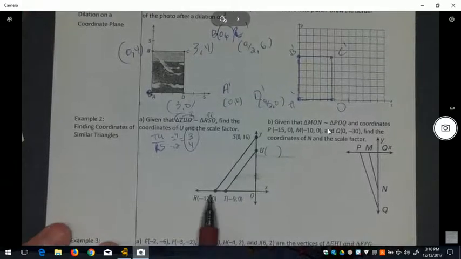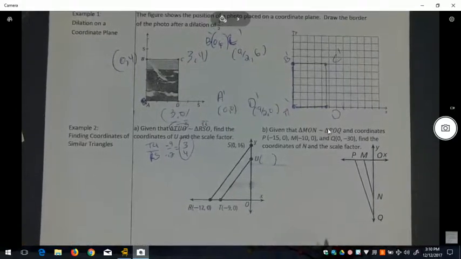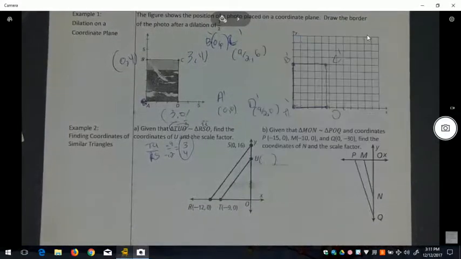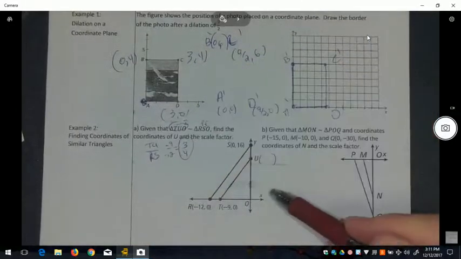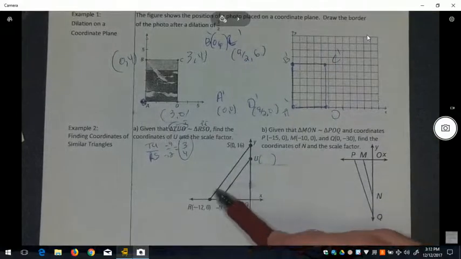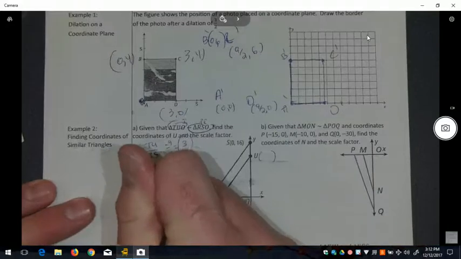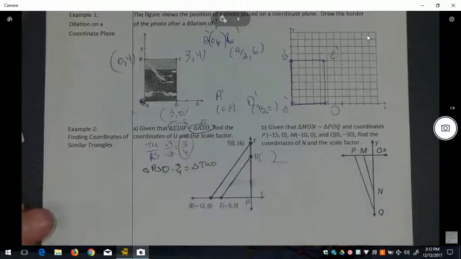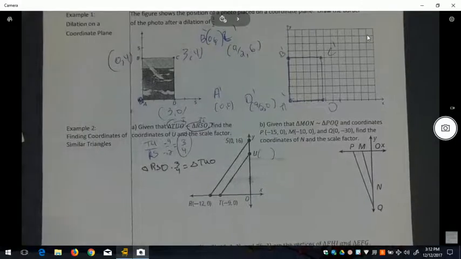Now, that's how they went from, that's not necessarily, shoot, hold on one second. That is completely correct. What this is saying is that this is the image, this is the pre-image. The image is smaller than the pre-image. So they're saying that triangle RSO times 3/4 gave us triangle TUO, because the image is smaller than the pre-image. So that is the correct scale factor.